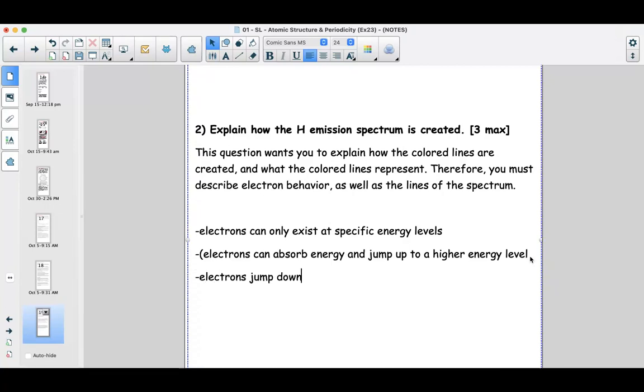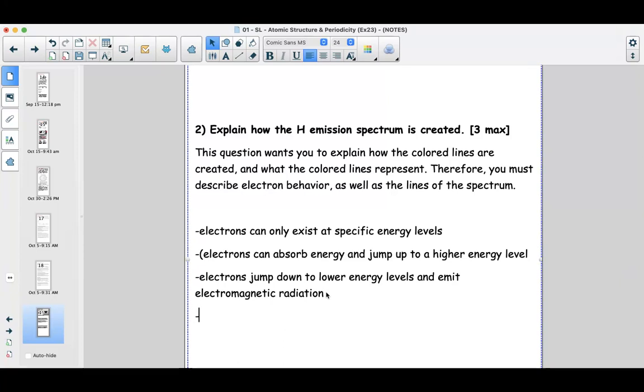Electrons jump down. Now, this question is about the hydrogen emission spectrum. When they say that, we're really talking about the visible emission spectrum. So the best thing to say in this part of the answer is that electrons jump down to lower energy levels and emit electromagnetic radiation. That means they're emitting light.